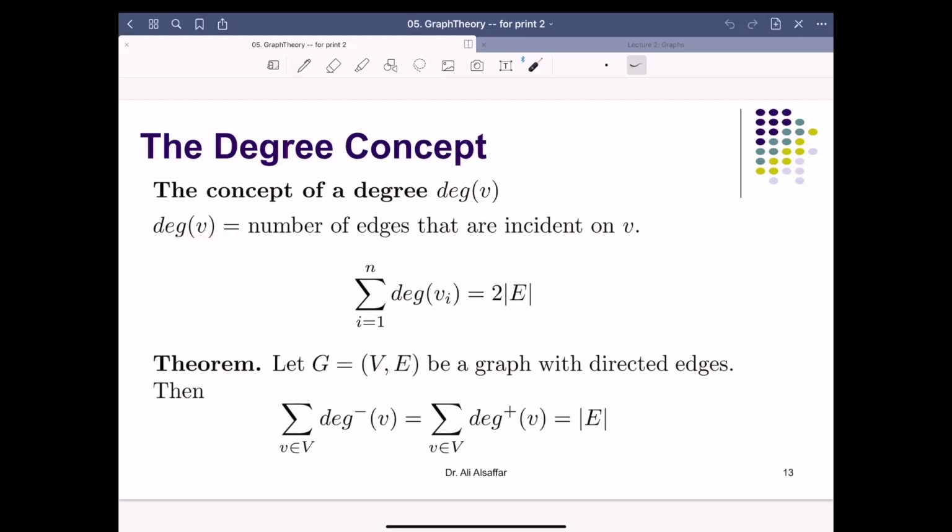So what is the degree equation? This is the degree equation. It says if you take the summation of the degrees of all vertices and add them together, it will be equal to twice the number of edges. And that makes logical sense. Why does it make sense?